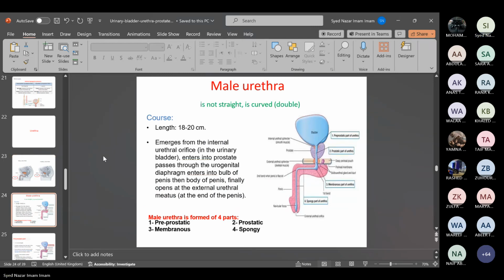Now, what is the length of the male urethra? It is about 20 centimeter from the internal urethral sphincter to the external urethral orifice. The external urethral sphincter is here. So this is the total length of the male urethra, which is about 20 centimeter. What are the different parts? We have already mentioned above the prostate, then in the deep perineal pouch, which is the membranous urethra, and then the spongy or the penile urethra.